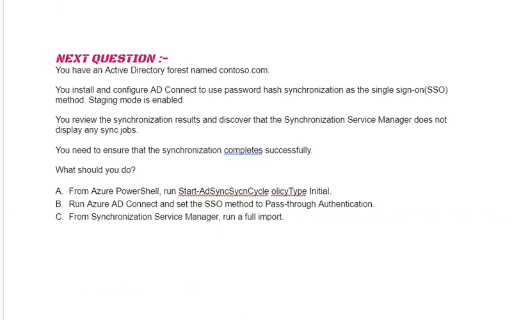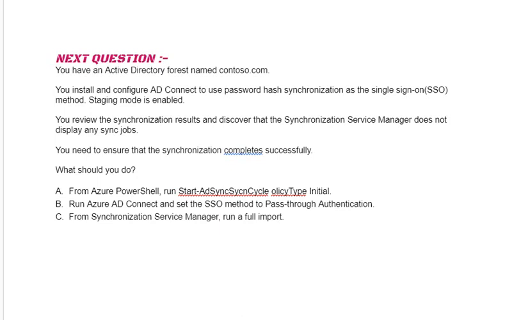Next question is, you have an Active Directory forest named contoso.com. You install and configure AD Connect to use password hash synchronization as the single sign-on, SSO, method. Staging mode is enabled. You review the synchronization results and discover that the Synchronization Service Manager does not display any sync jobs. You need to ensure that the synchronization completes successfully.